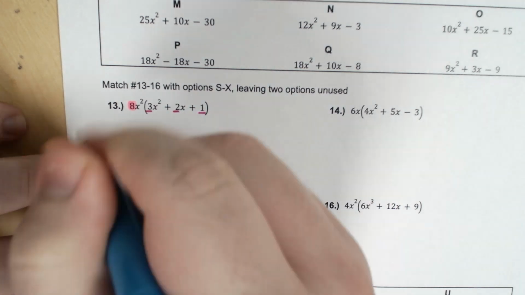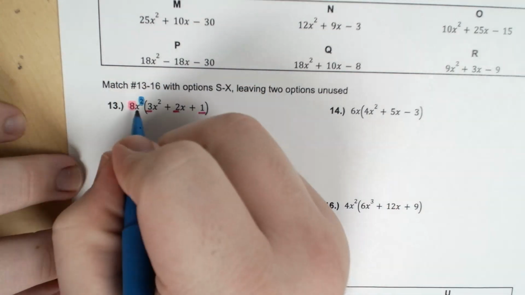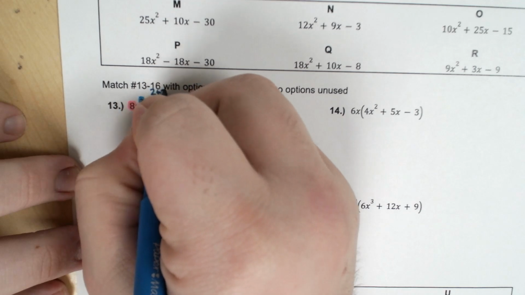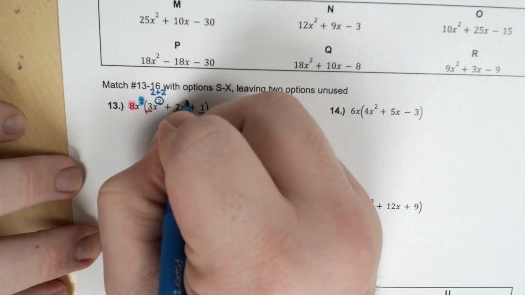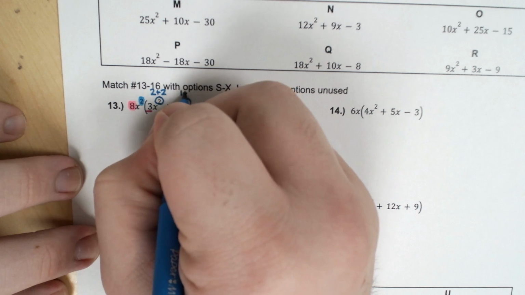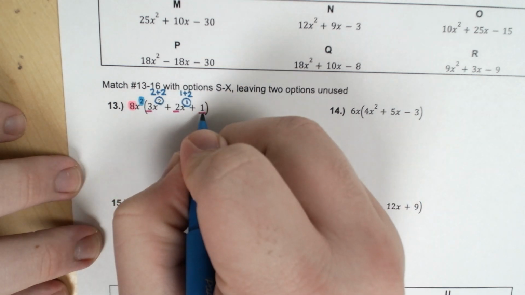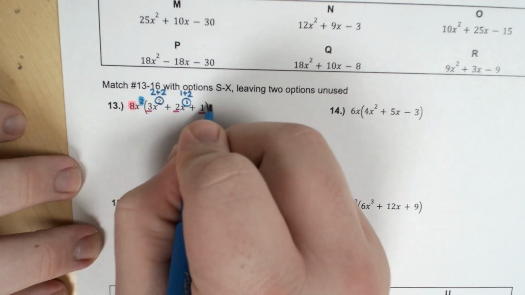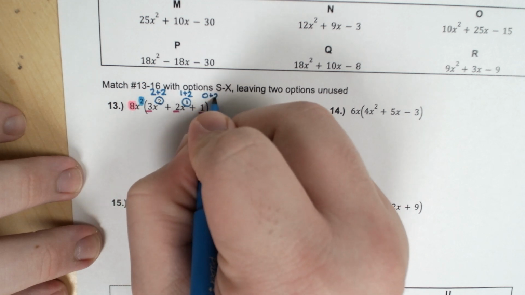But that x squared times x squared, you're going to add 2 plus 2. X squared times 2x to the first power, you're going to add 1 plus 2. This 1 doesn't have a variable to multiply x squared times, there's no x here. Since there's no x's, you just add 2 to nothing.